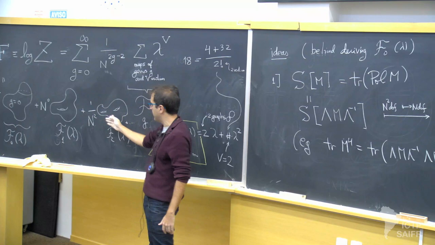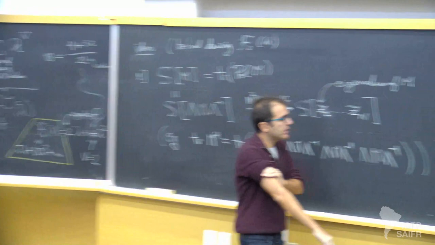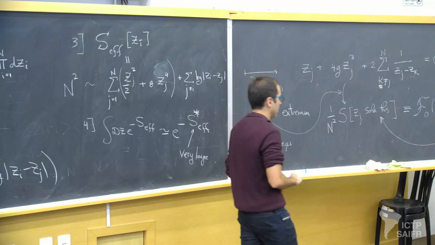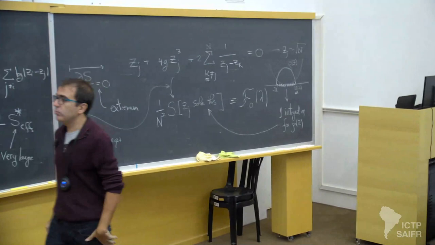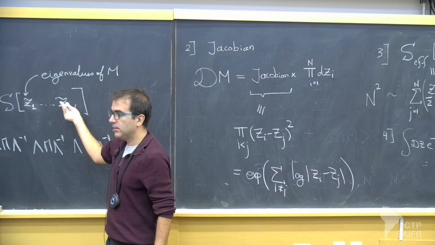For genus 0, it's particularly powerful to go to eigenvalues of the matrix because the integral over matrices just depends on matrices up to conjugation. We have to do it carefully because we cannot just replace the action by the eigenvalues. You see that this Jacobian is the repulsion of the particles.